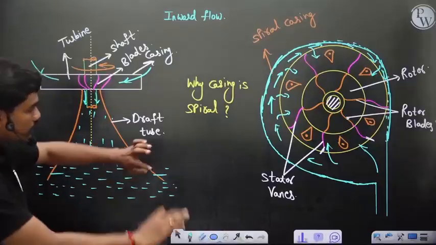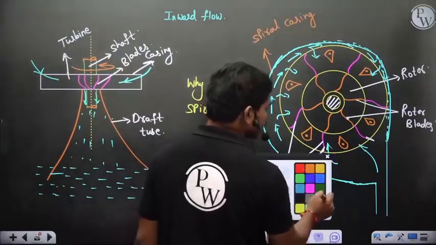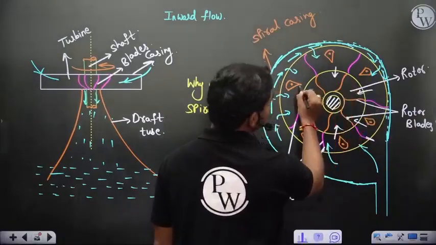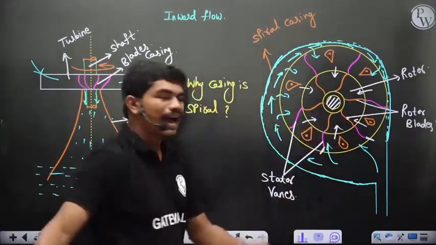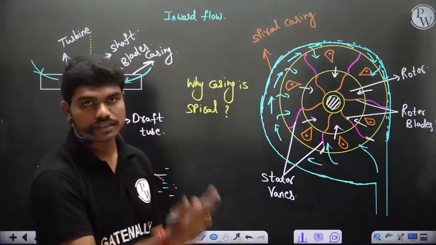Now these are the different nomenclatures, and the fluid actually enters radially. You can see the fluid is entering the runner radially at all the points. The fluid is coming almost radially at all the points, and because of the inclination of the blades, the impact with the blades will actually rotate this runner.